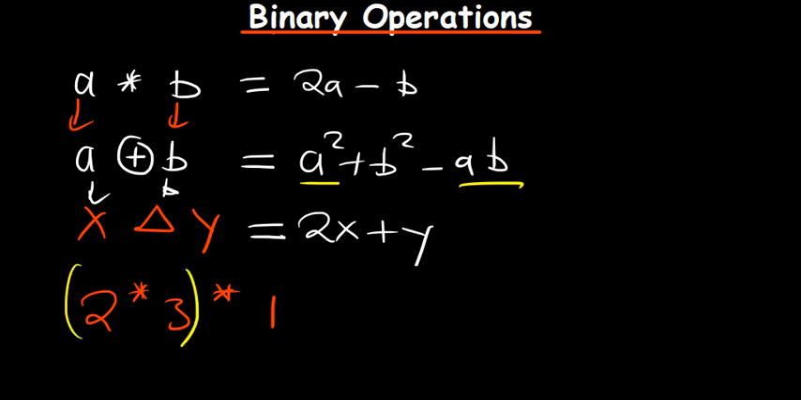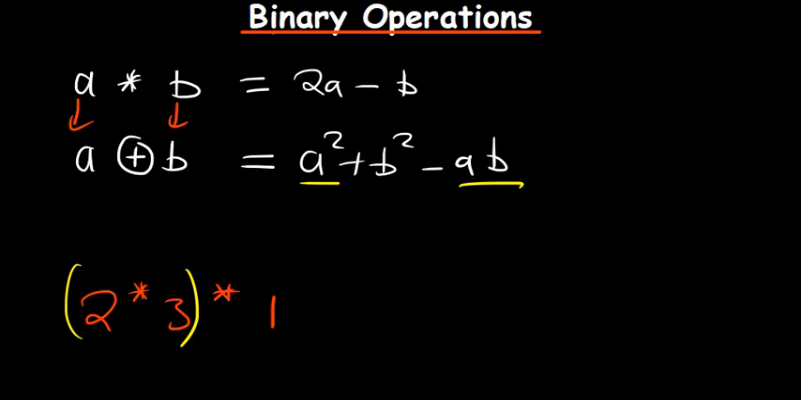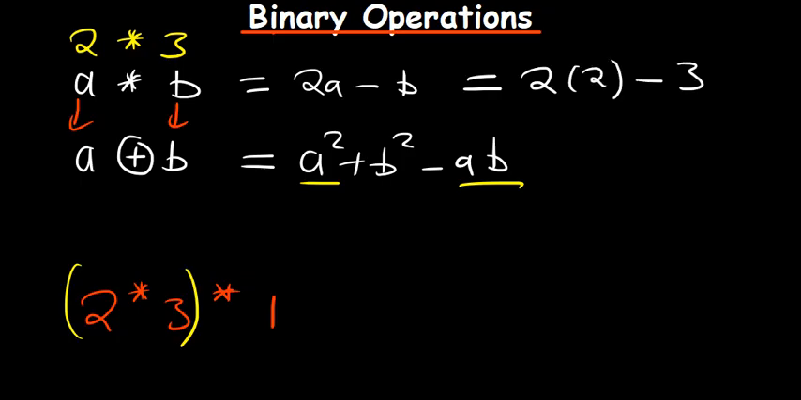So if we're going to have (2 star 3) star 1, first of all, let's simplify that. I'll use the first one to explain this concept. Since 2 star 3 is in the brackets, we'll first perform the binary operation on that. Where there is a, we're going to put a 2, and where there is b, we're going to put a 3. So that's going to be 4 minus 3, that's going to be 1. So now in the brackets, we found a 1.